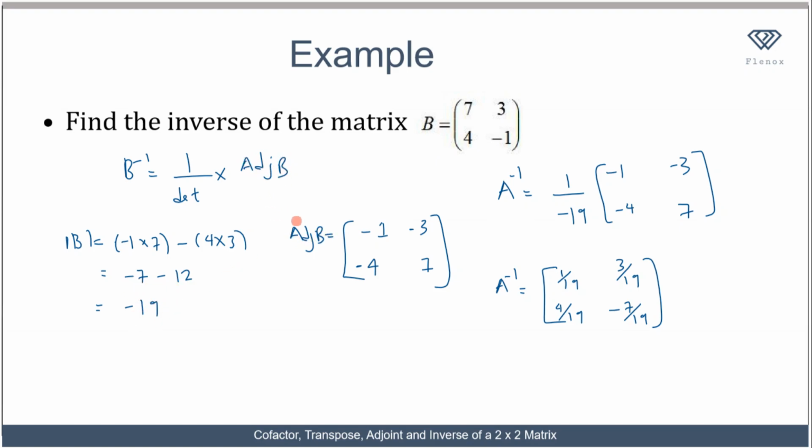Secondly, we have to find the adjoint of B. We turn around the first diagonal, so we bring the minus 1 up and bring the 7 down, but we leave the elements in the second diagonal as they are and reverse the sign. So instead of having 3, we have minus 3, and instead of having 4, we have minus 4. Then we multiply the inverse of the determinant by the adjoint of the matrix. That gives us the inverse.